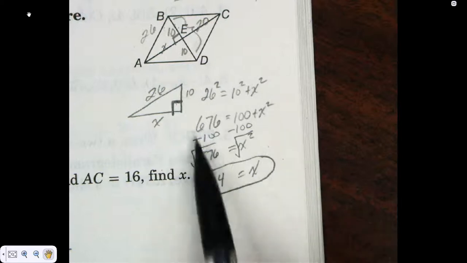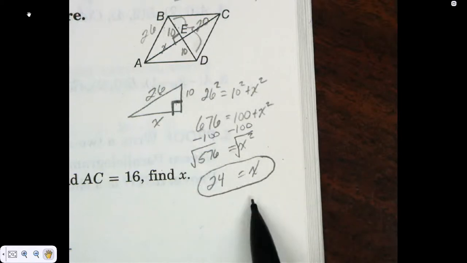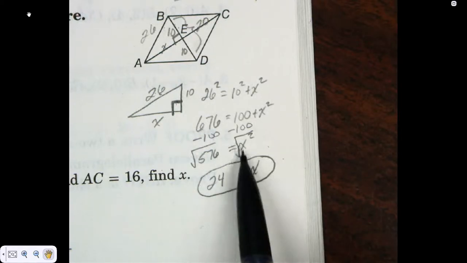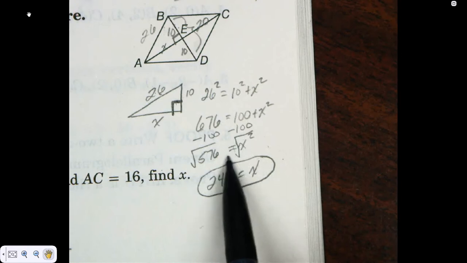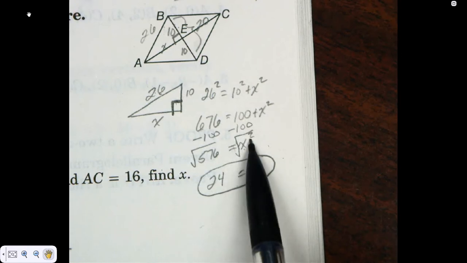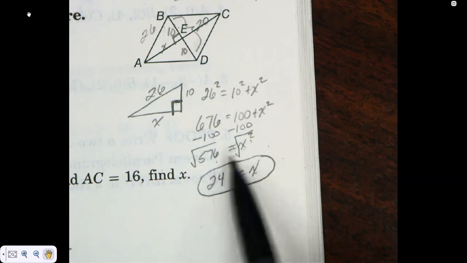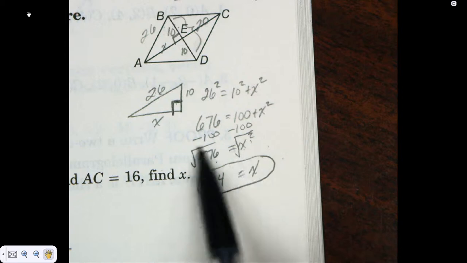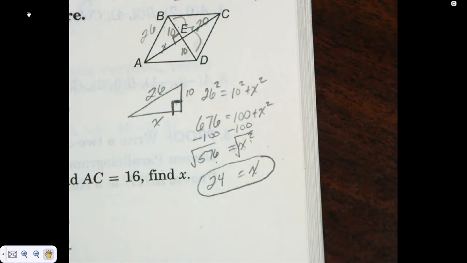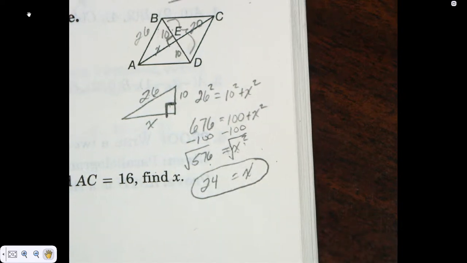Because really, when it's all said and done, isn't this just like a regular equation? The only difference was, at the point where you got x squared equal to, the one step you add is taking the square root of both sides. Okay?